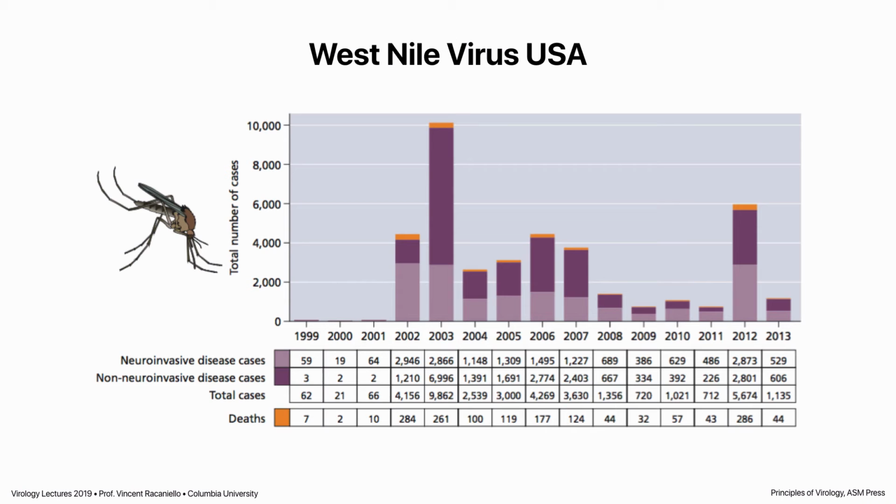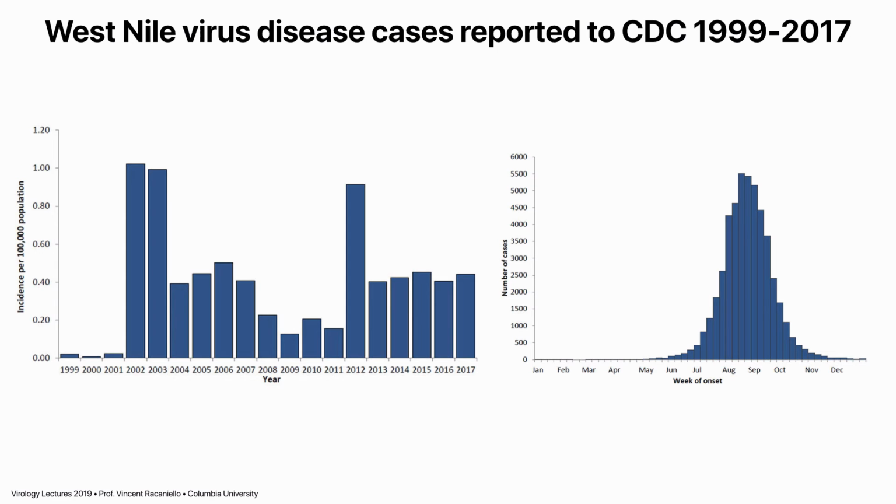Here are some statistics for you to look at. This is numbers from the US from 99 to 2013. So 99, the first year it came to the US, and this is broken down into total cases and neuroinvasive. So you can see in some years we have many thousands of cases, and lots of neuroinvasive cases, and other years fewer. It really depends on the ecology these particular years. As I said, some years it happens to be drier. That seems to increase the transmission. Here is the number of cases per 100,000 population with year up to 2017. So again, you see there are high years and low years.